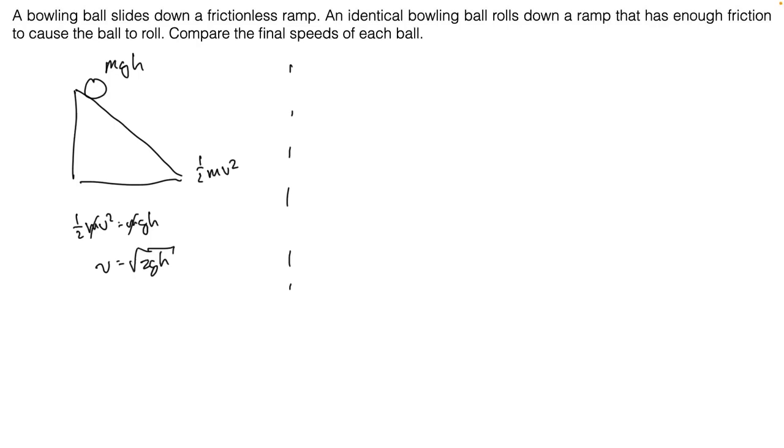Now, I'm going to do the problem, but this time it's going to roll down the hill, okay? So it's going to start up here, it's going to end down here, my initial, my final. It does start with mgh, but what does it end with? Is it rolling when it gets to the bottom? Yes, so it has 1/2 I omega squared. But that's not all.